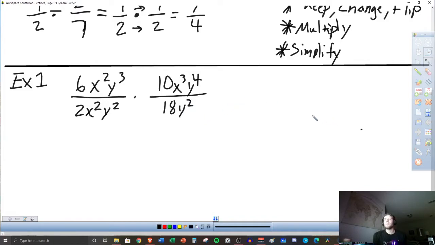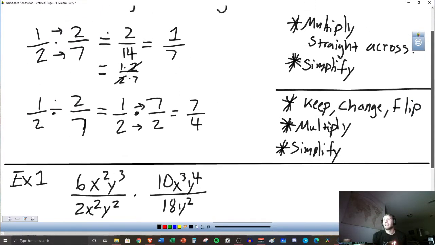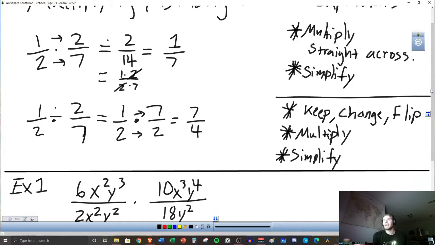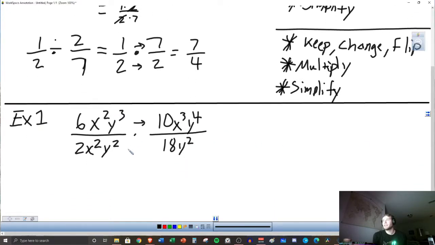Okay. So again, the steps to this are going to be the same as up above. We're going to multiply straight across, and then we simplify. So multiply straight across on both of these. So we're going to get 60 x to the 5th y to the 7th. There we go. Hopefully that makes sense. Let's do the next one on the bottom. 2 times 18. That should be 36. Then we have x squared y to the 4th.